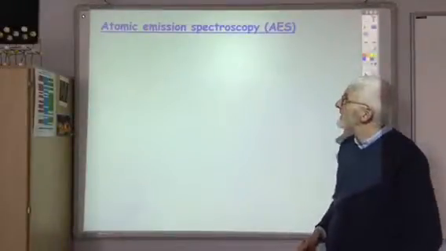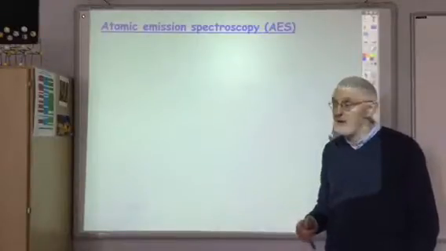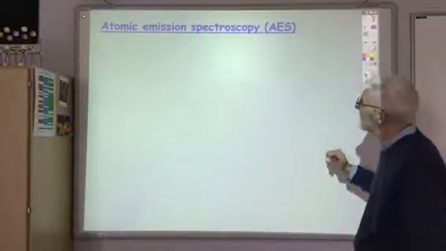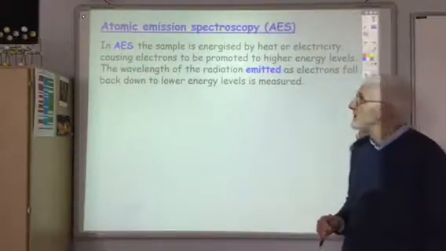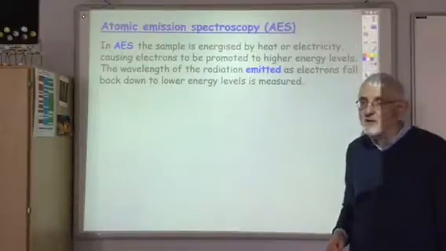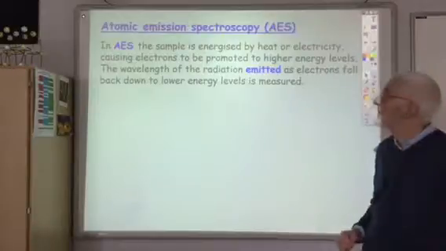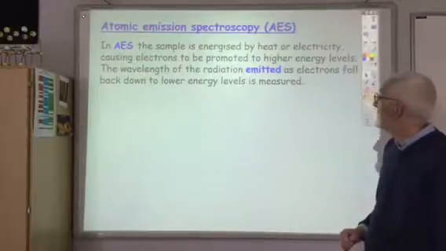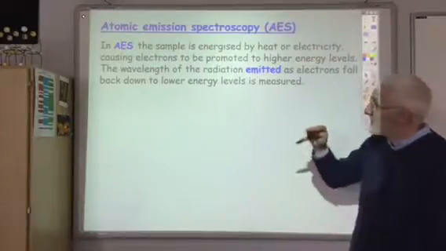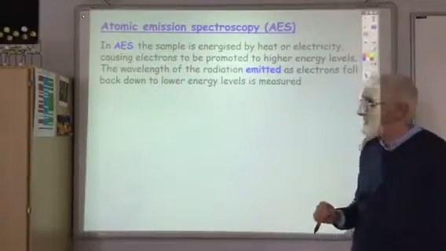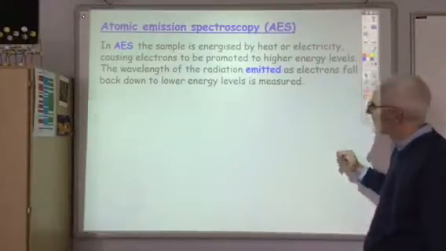Let's start by looking at atomic emission spectroscopy, which is what we were talking about mainly in the previous lecture. So all that could be summed up by this rather long sentence. In AES, atomic emission spectroscopy, the sample is energised by heat or electricity, causing electrons to be promoted to a high energy level. Then the wavelength of the radiation emitted as electrons fall back down to lower energy levels is measured. So let's remind ourselves how exactly you would do that again.